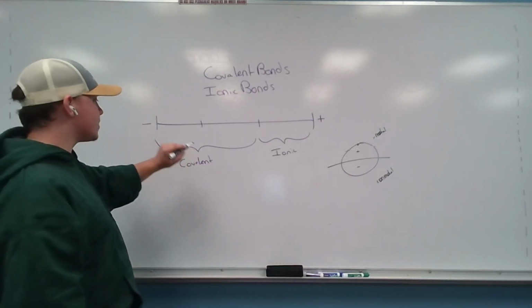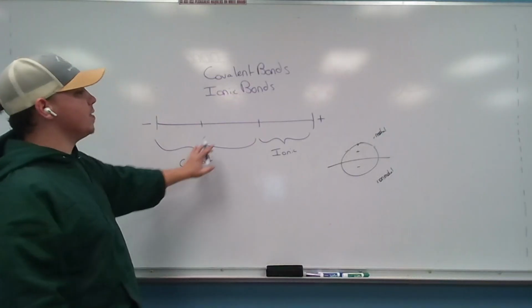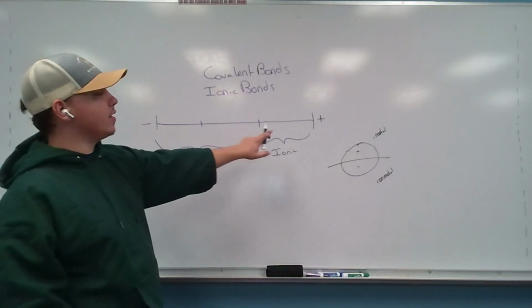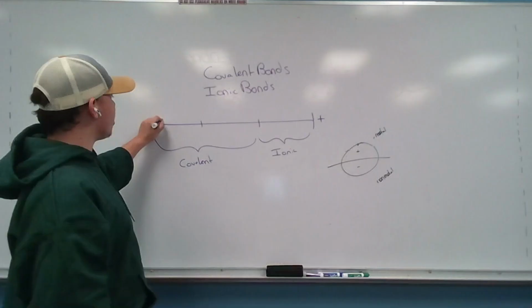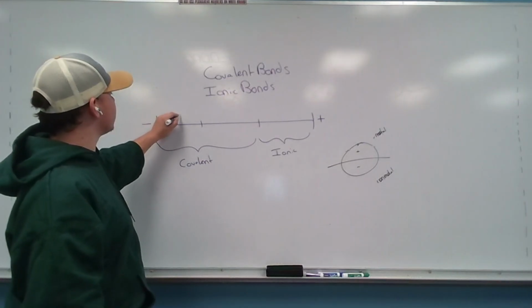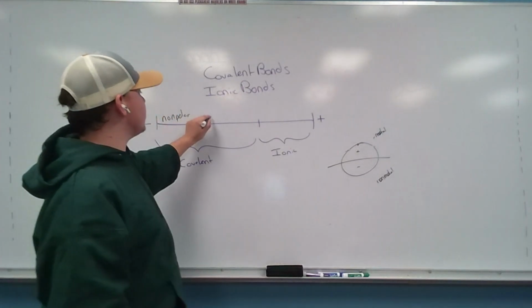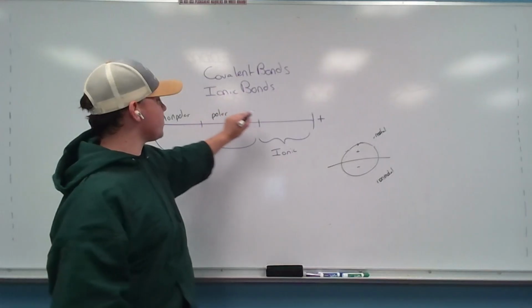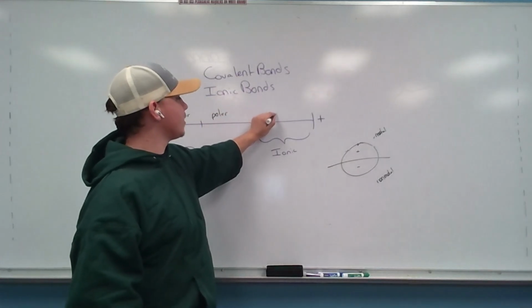So the weakest are going to fall into here. The middles are going to be this and then there. So this section is going to be the nonpolar covalent. This is going to be polar, and this is going to be ionic.